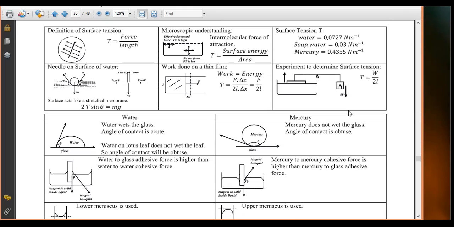So in the last class we talked about some important derivations and concepts in surface tension. The important thing to remember here is that the unit of surface tension is not Newton, it is Newton per meter, right? So force per length. And another way of understanding from a microscopic point of view, what is the root cause of surface tension, right?